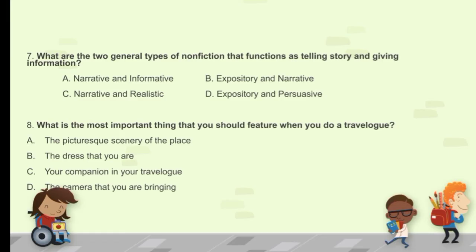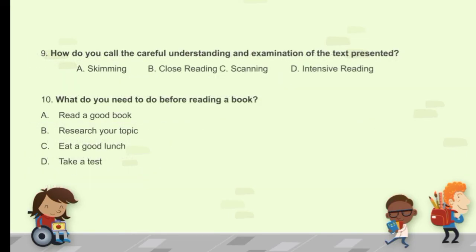Number 8. What is the most important thing that you should feature when you do a travelogue? A. The picturesque scenery of the place. B. The dress that you are wearing. C. Your companion in your travelogue. D. The camera that you are bringing. Number 9. How do you call the careful understanding and examination of the text presented? A. Skimming. B. Close reading. C. Scanning. D. Intensive reading.